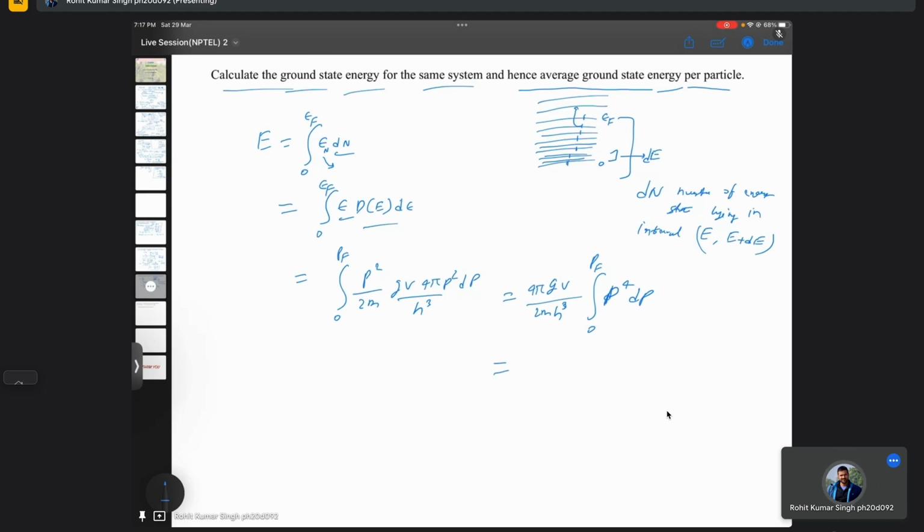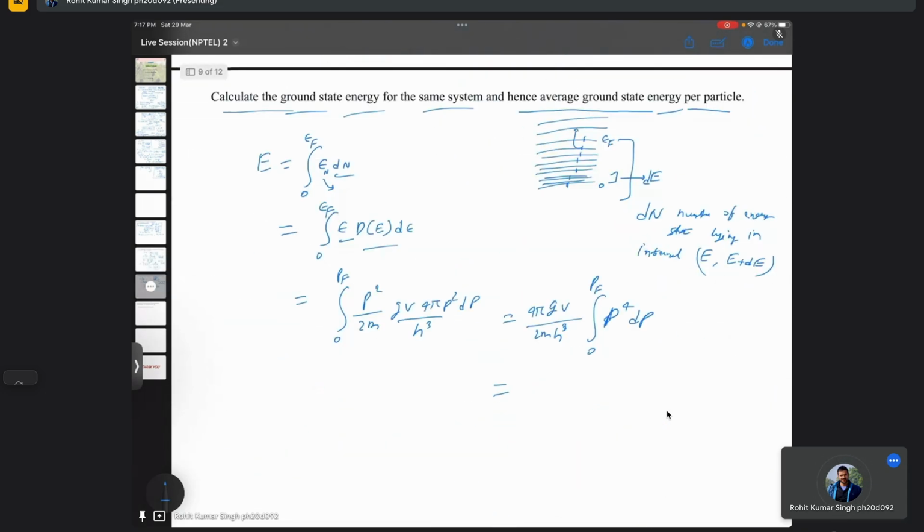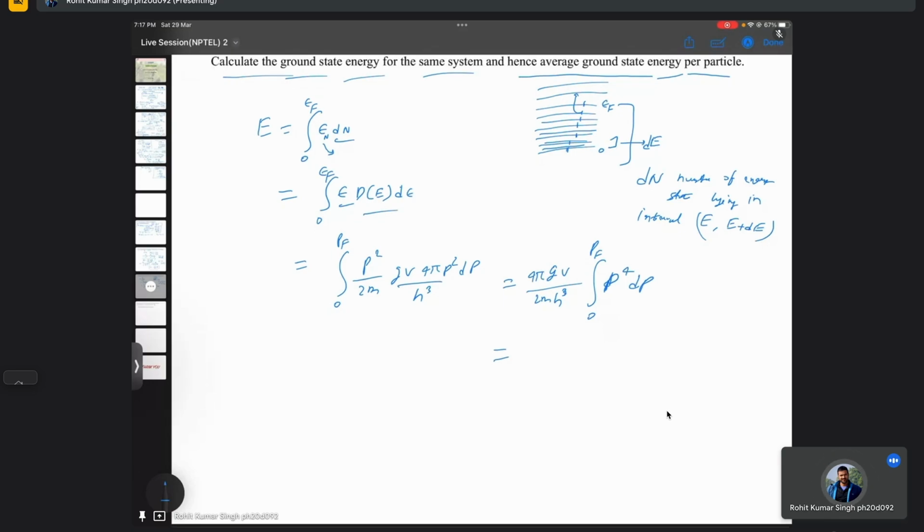You will get finally, is it fine, yeah, it is fine, 2 pi g_v. And here will be a factor of 5 coming from the integration, and here p_F to the power 5. This is the energy of the ground state. We denote it by E naught.